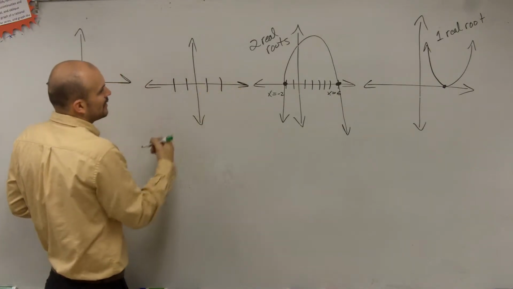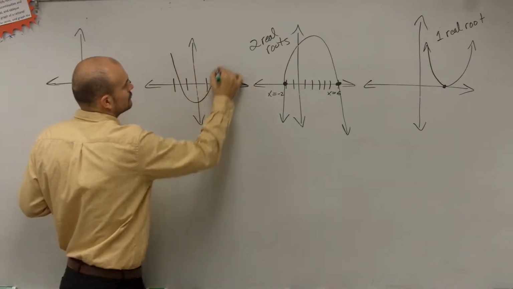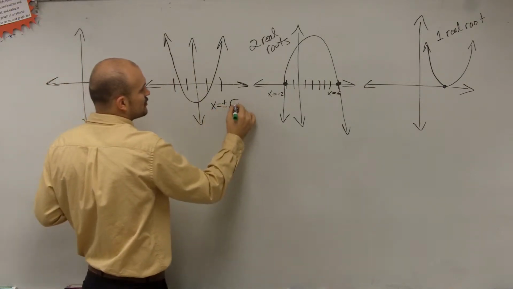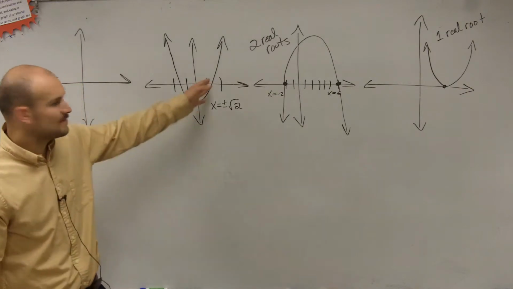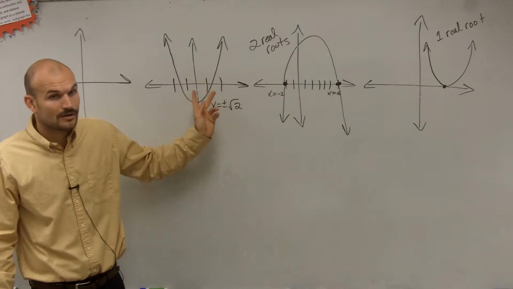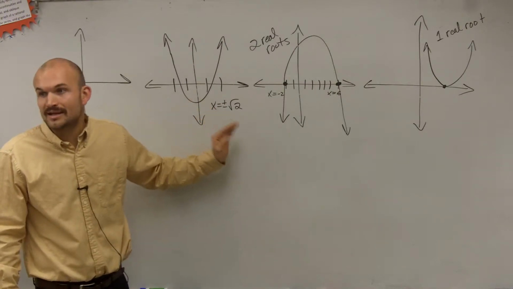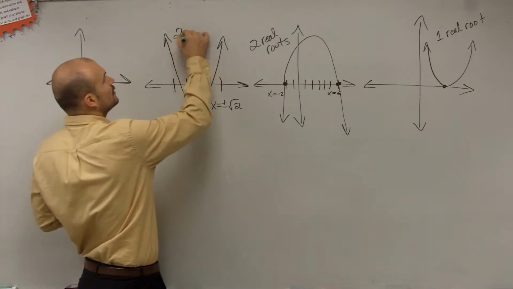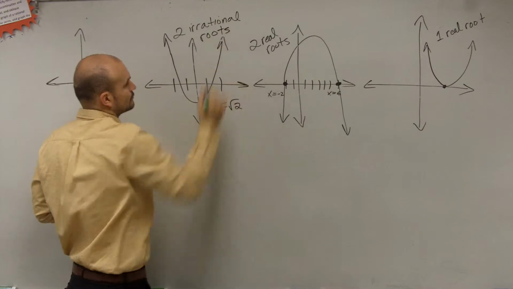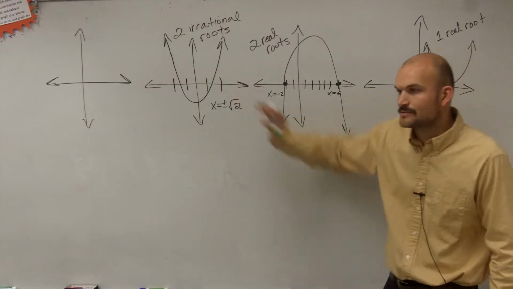Let's pretend I have a problem, and let's say my roots are x equals plus or minus the square root of 2. So my roots are real and positive, but they are not rational. I cannot rewrite them as a fraction. So these are what we call 2 irrational roots. I'm just approximating my graph right now to show you what it looks like.